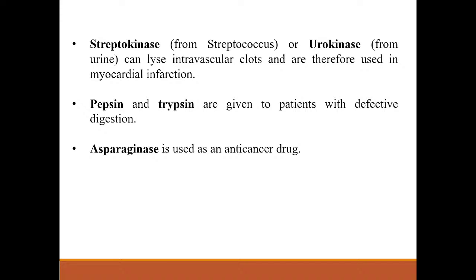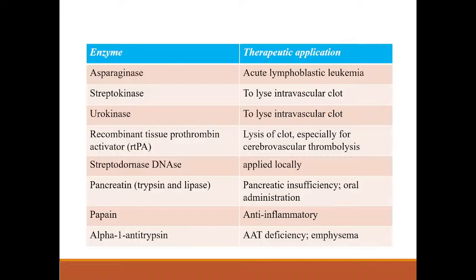Pepsin and trypsin are given to patients with defective digestion. How do you know that is given? You get all the things prescribed by the physician. You take this enzyme and other things. It's pepsin and trypsin for the digestion. If you are having a lot of problems due to digestion related issues, then you give this pepsin and trypsin. Asparaginase is used as an anti-cancer drug.